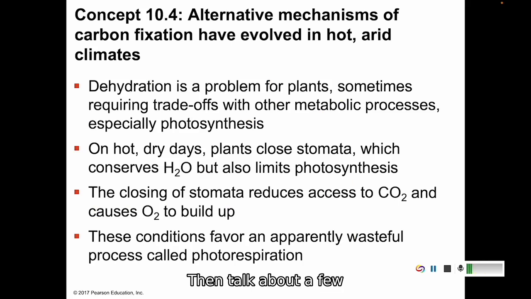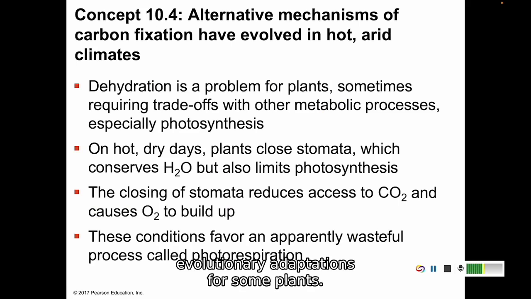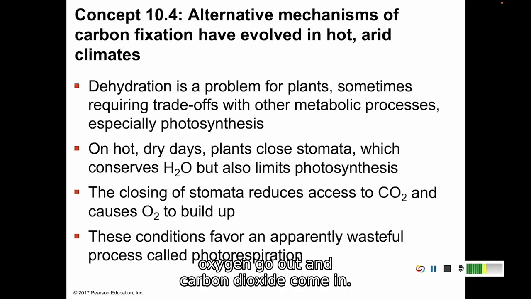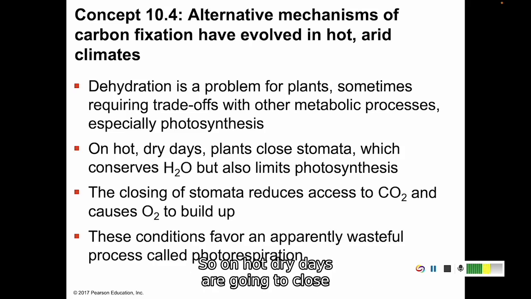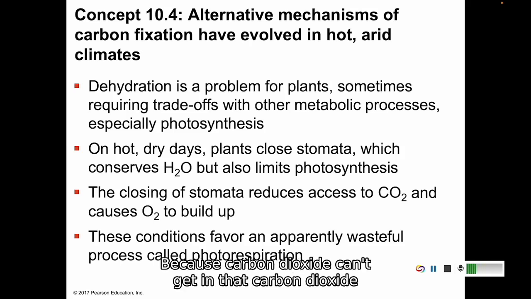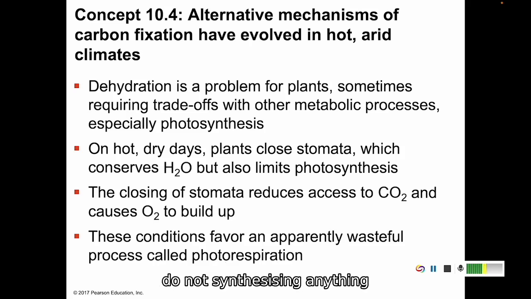Okay, let's talk about a few evolutionary adaptations for some plants. In some plants, having those stomata open all the time to let oxygen go out and carbon dioxide come in is a little bit of a problem, because it leaves the plants dehydrated, and plants don't want to be dehydrated. So on hot, dry days, they're going to close their stomata to hold that water inside of them. But as much as that keeps the water in the plant, it's going to limit photosynthesis, because carbon dioxide can't get in, and without carbon dioxide, you're not synthesizing anything.